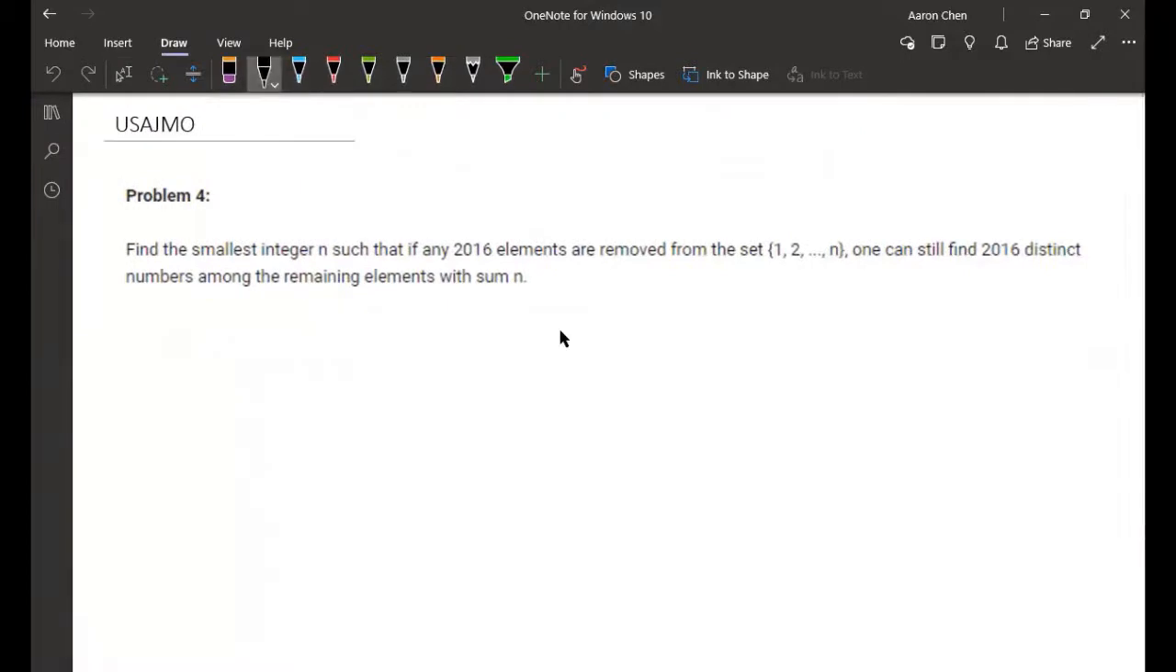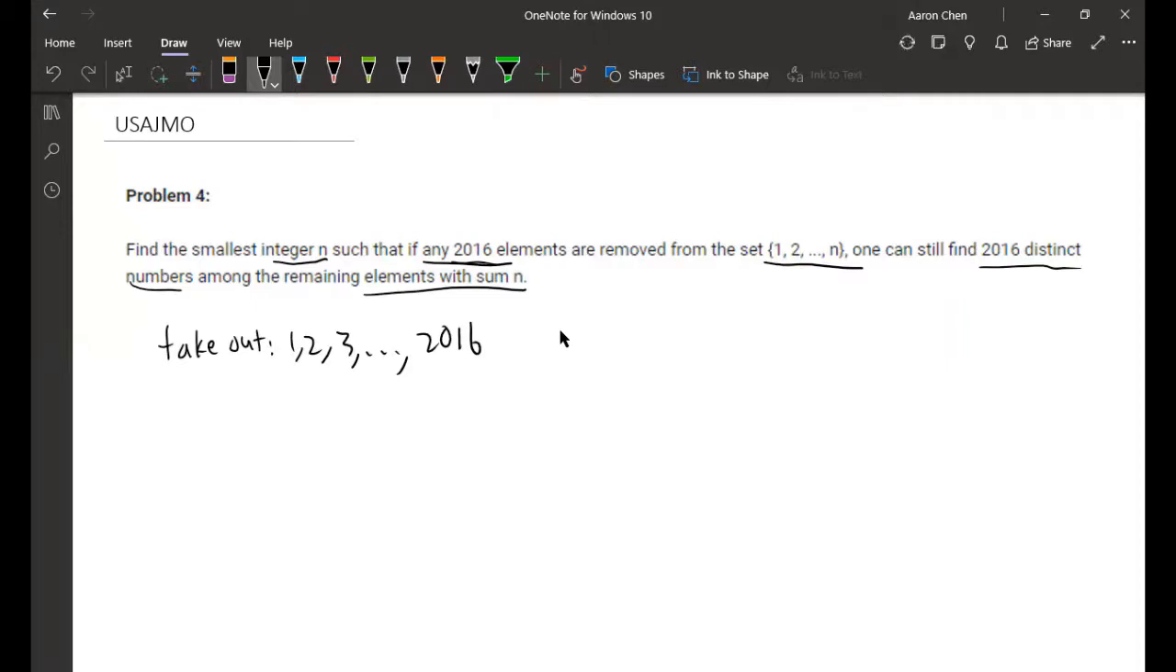So find the smallest positive integer n, such that if any 2016 elements are removed from 1 to n, one can still find 2016 distinct numbers among the remaining elements with some sum. And so in order to do this, first we see that any 2016 elements are taken out. So first we can assume that the taken out elements are just 1, 2, 3, all the way to 2016.